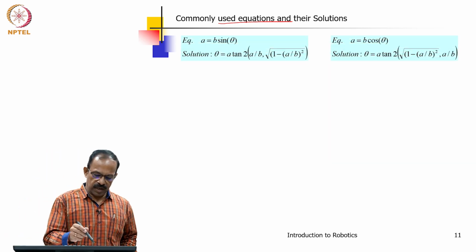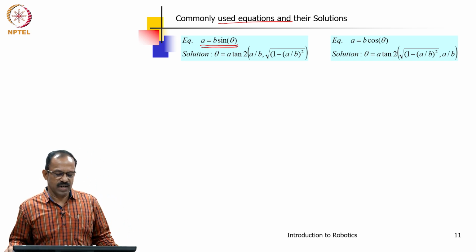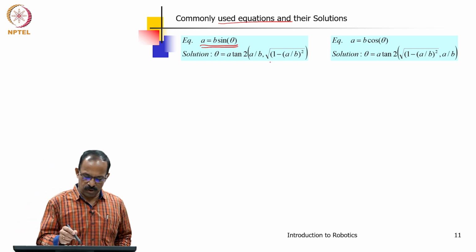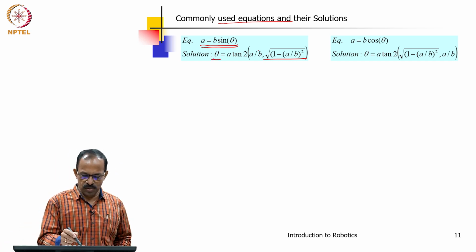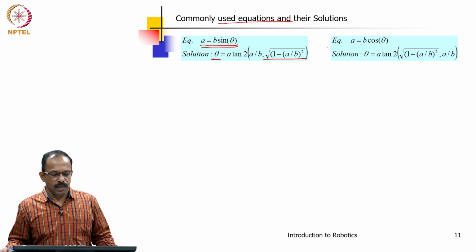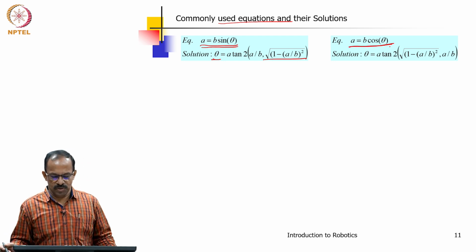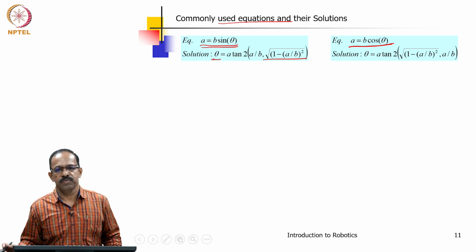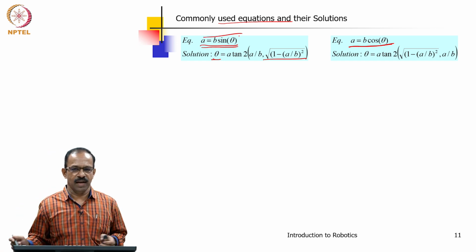So, for example, if you have a = b sin θ as a form, then we can write sin θ = a/b, and cos θ is the square root of 1 minus (a/b)², and therefore θ can be written as atan2(a/b, √(1 − (a/b)²)). Similarly, a = b cos θ, then also we can say θ = atan2(√(1 − (a/b)²), a/b). So, this is the way we can get the solution. These are simple ones, so we can directly get it.